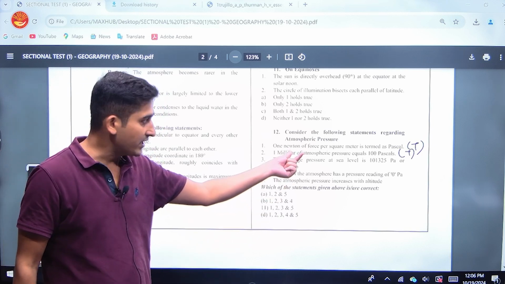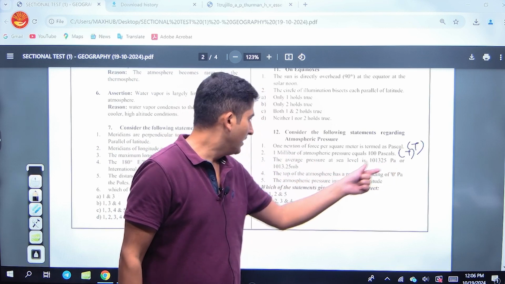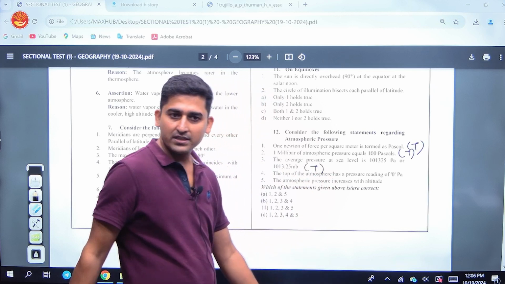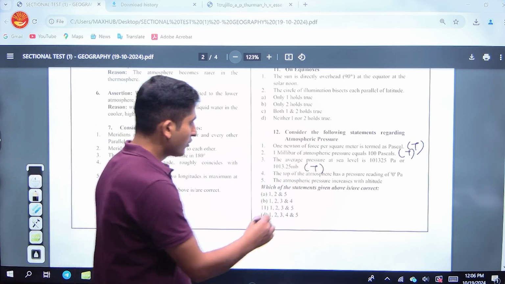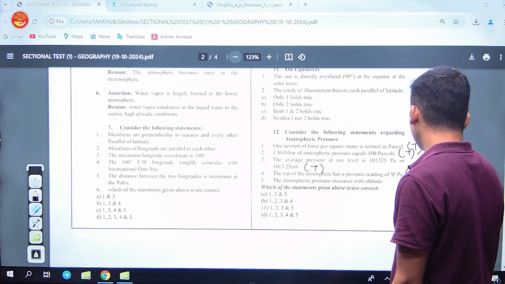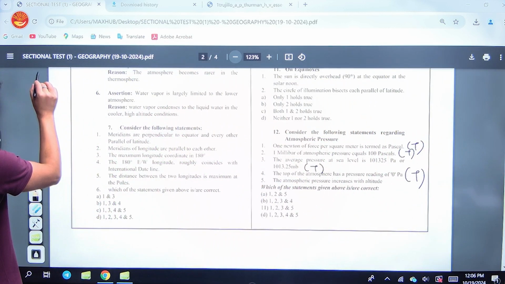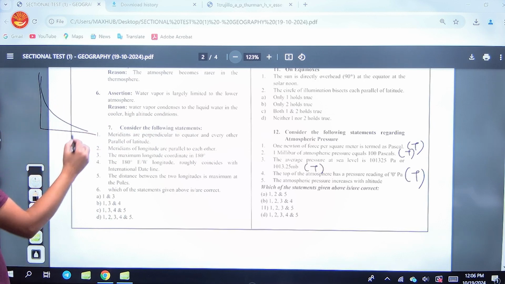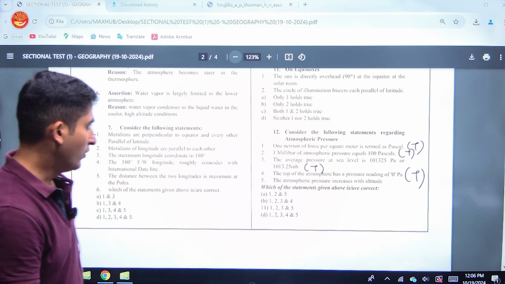Yes, under atmospheric pressure, the average pressure at sea level is 101325 Pascal and 1013.25 millibar. This is again true. Yes, we have discussed this, the average atmospheric pressure at sea level is 1013.25 millibar. Okay, the top of the atmosphere has a pressure reading of 0 Pascal. Yes, this is again true. As you go higher up, pressure goes on decreasing. If you remember this diagram that we discussed, as you go up, it goes like this. So at a certain point in the atmosphere, the atmospheric pressure will come to 0. So this is again true.